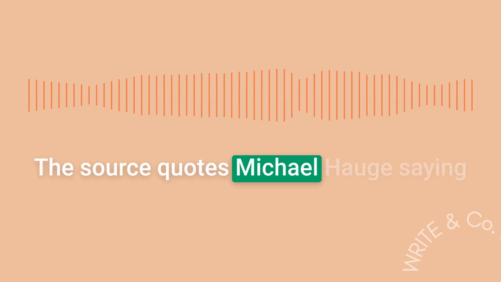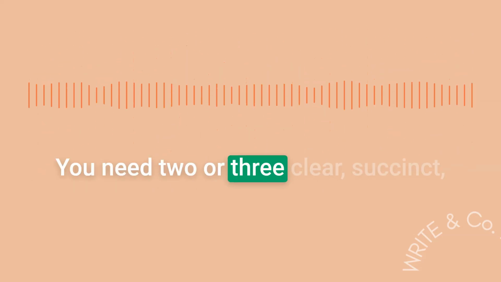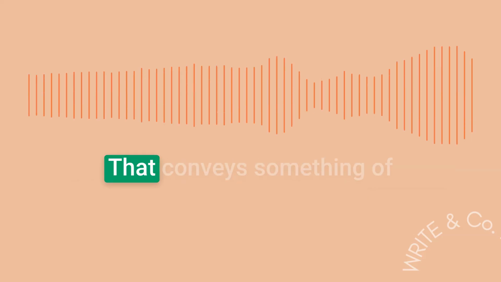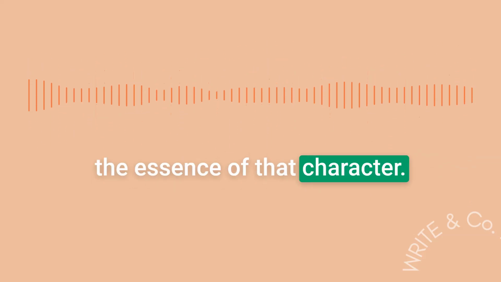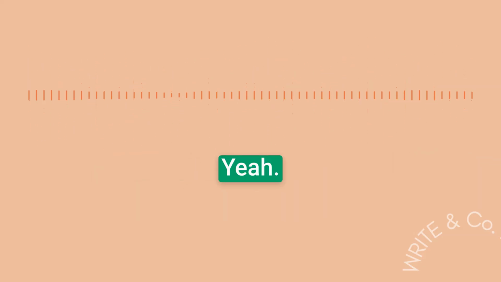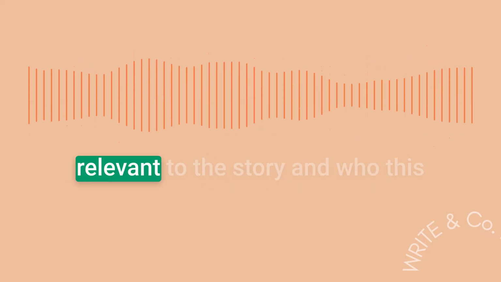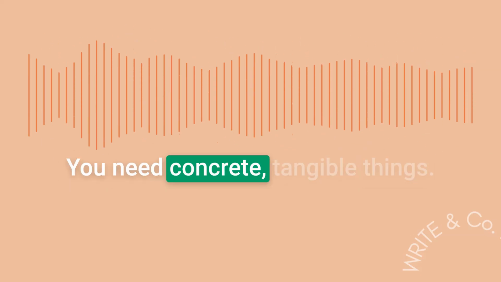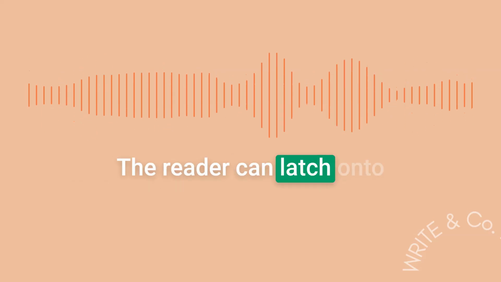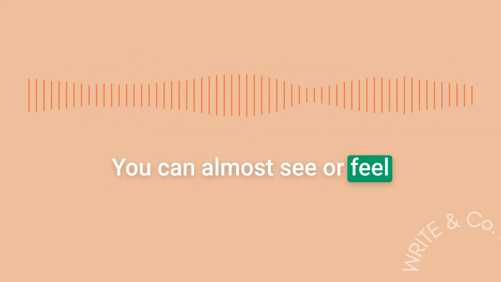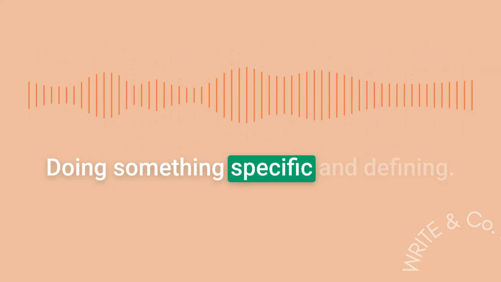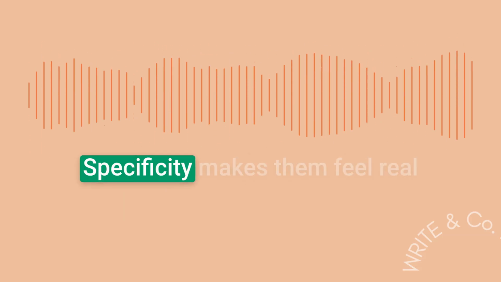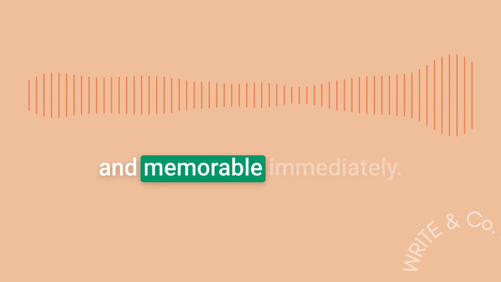The source quotes Michael Hauge saying you need 2 or 3 clear, succinct, and vivid details that create a picture and that convey something of the essence of that character. Okay, 2 or 3 vivid details. Yeah, and crucially, these details must be relevant to the story and who this character is in this specific world. You need concrete, tangible things the reader can latch onto. Things you can almost see or feel. Right, and meet them doing something specific and defining. Don't just have them walk into a room, have them do something that tells us about them. Specificity makes them feel real and memorable immediately.